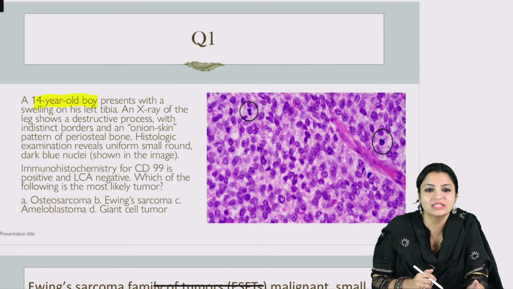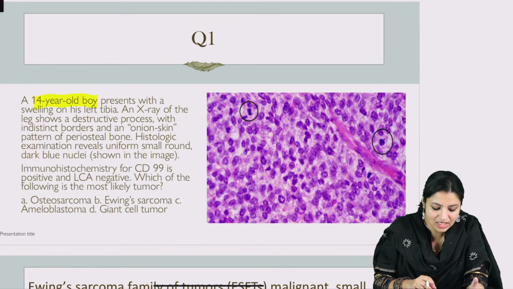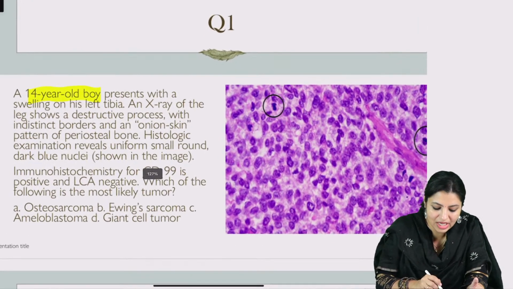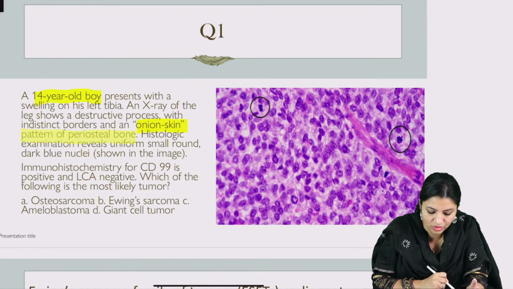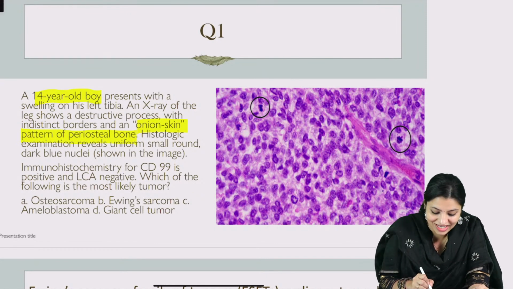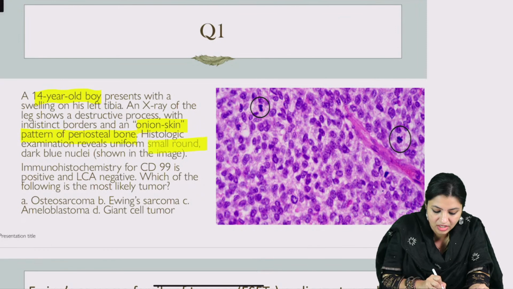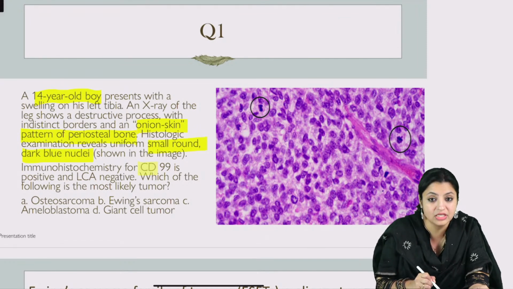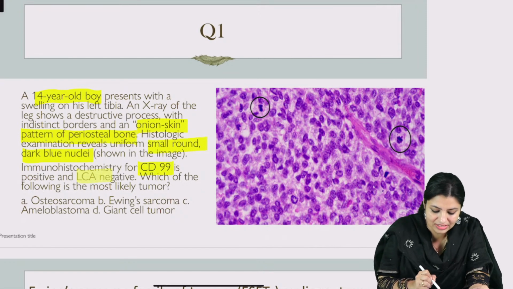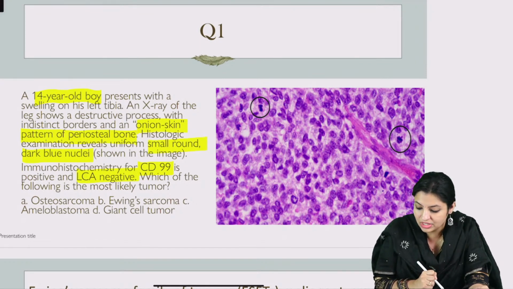So here is the first question on the screen. This is a 14-year-old boy and he presents with swelling in the left tibia. The x-ray shows a destructive process with indistinct borders and there is an onion skin pattern of periosteal bone. Histological examination, now this is very important in pathology, right? It shows small round dark blue nuclei, and immunohistochemistry for CD99 is positive, LCA is negative. Which tumor is most likely?